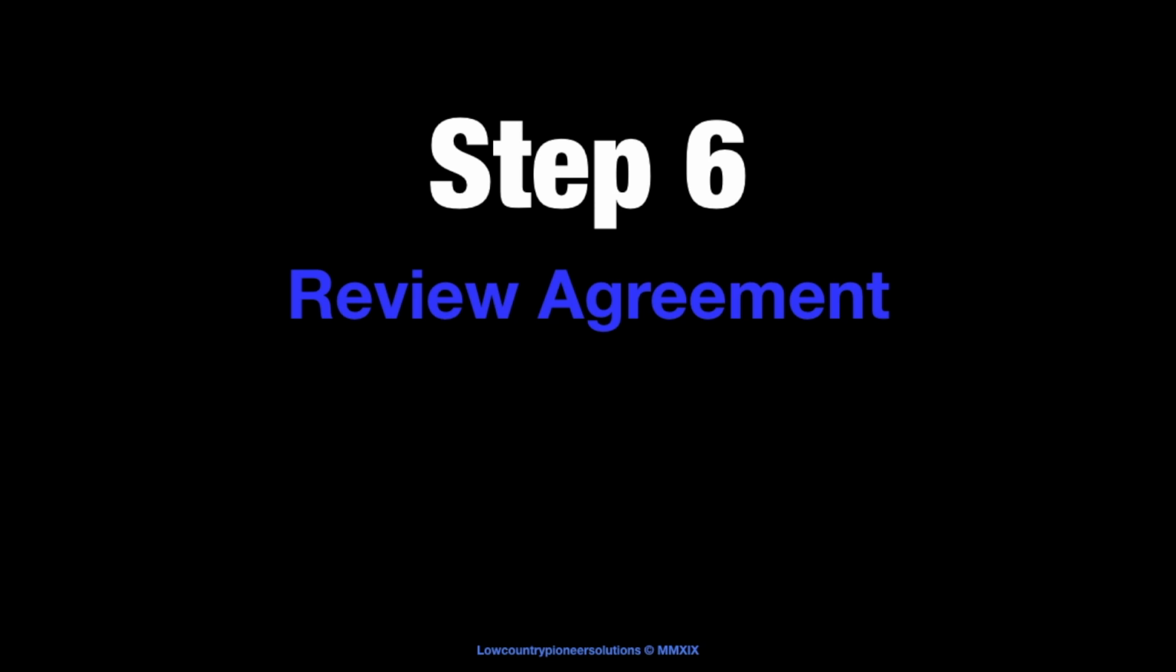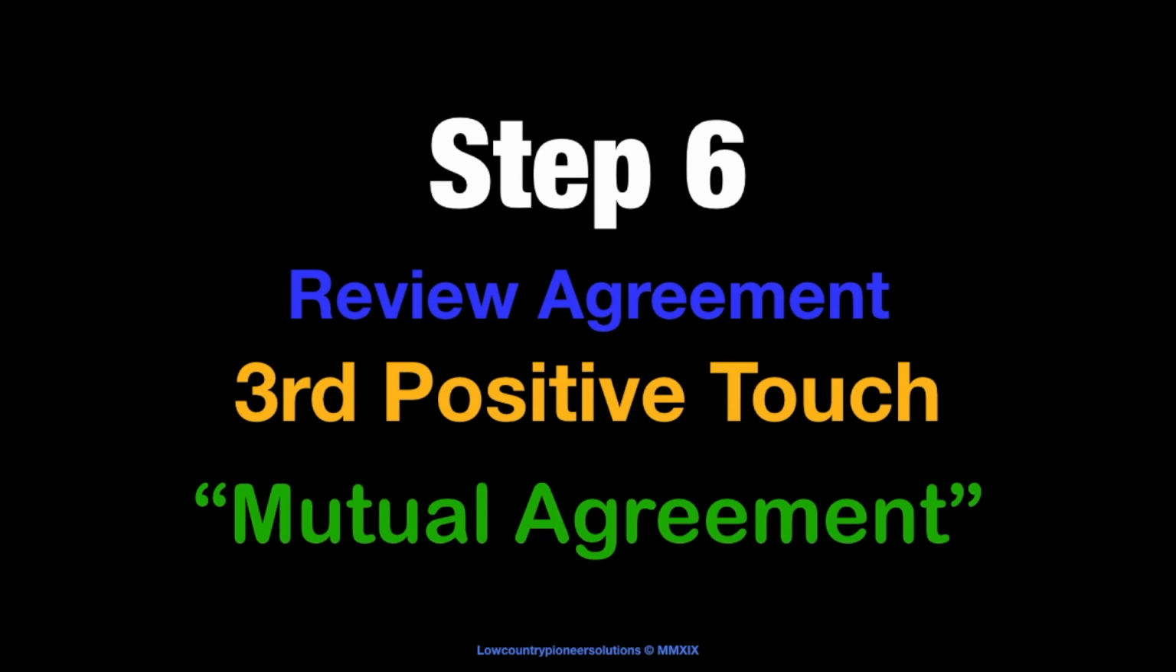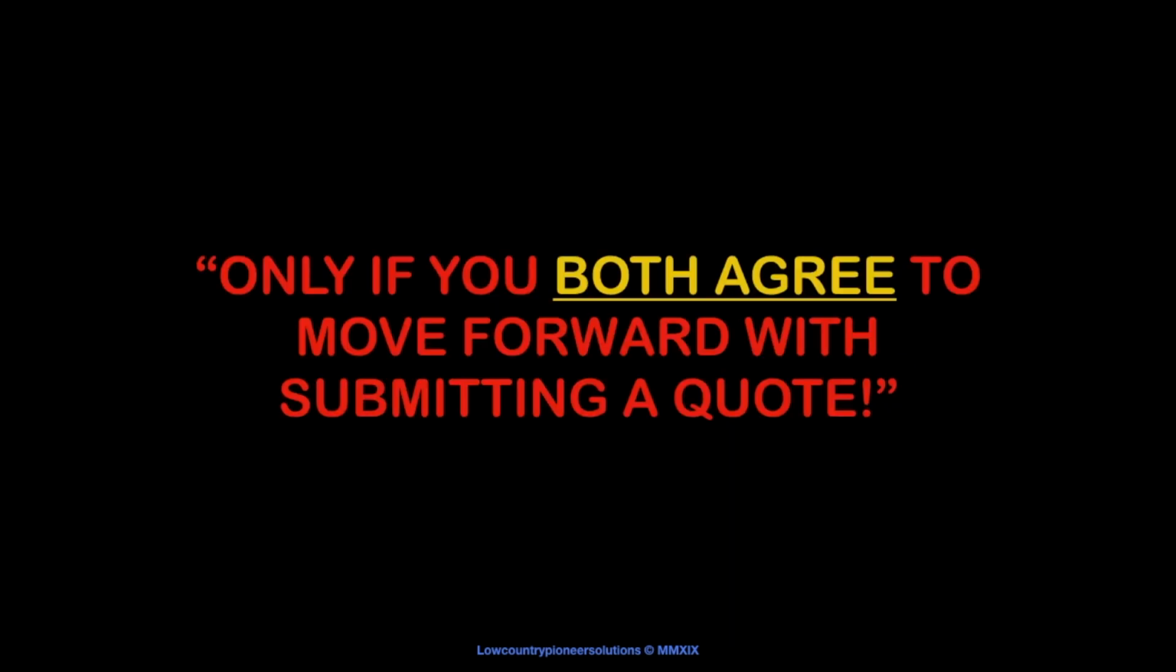Now, you move to the third positive touch, which is mutual agreement. This is a critical stage, because here you only want to provide them with an agreement or a quote or a contract if both of you agree to move forward to the next stage. This is incredibly important to getting to step 7, which is confirming the agreement.